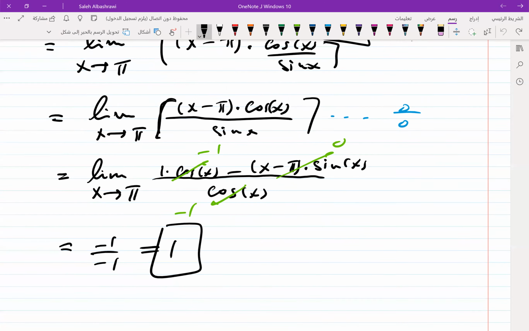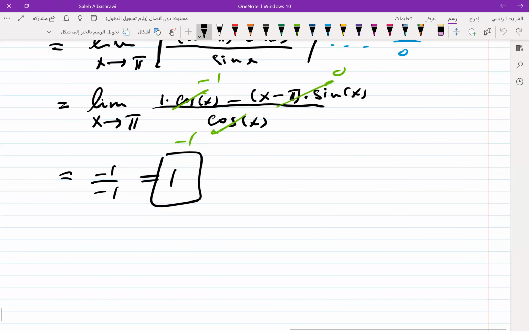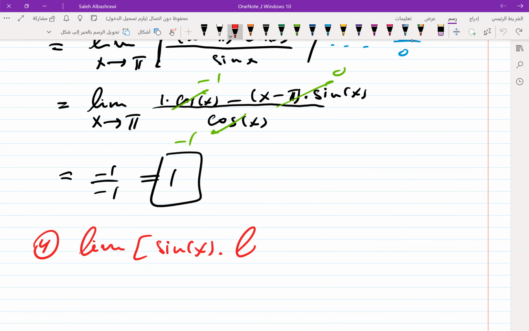One more example. Number 4. Find the limit of sine x multiplied by ln x, where x goes to 0 plus. This is 0 multiplied by infinity. Now I need to write it as a fractional function.